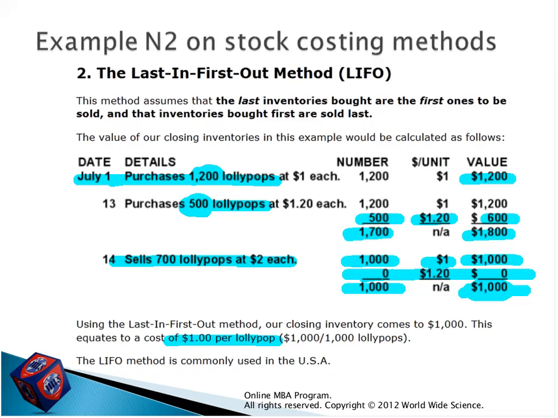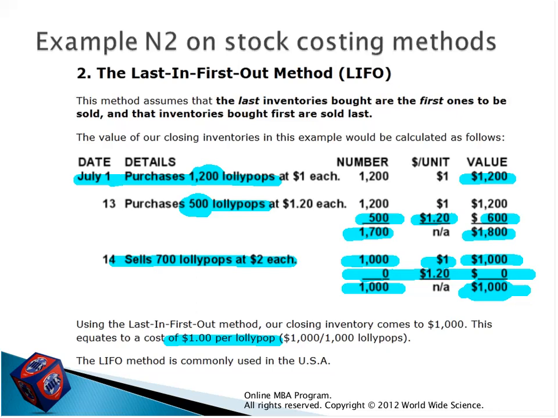If you do not understand, just let me know. The method says that the last inventories must be sold first. Then, if you do not have enough inventories for selling, you take from the earliest one, which here is the July 1st one. Okay, that's clear, right?